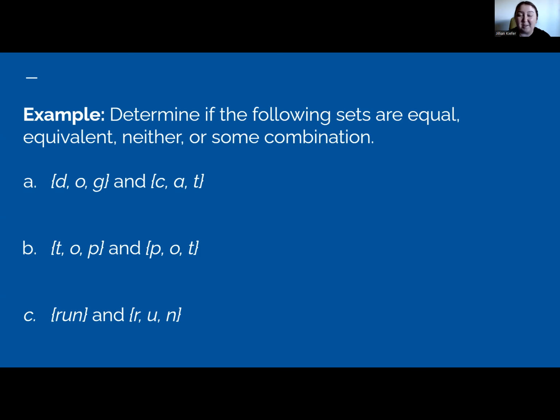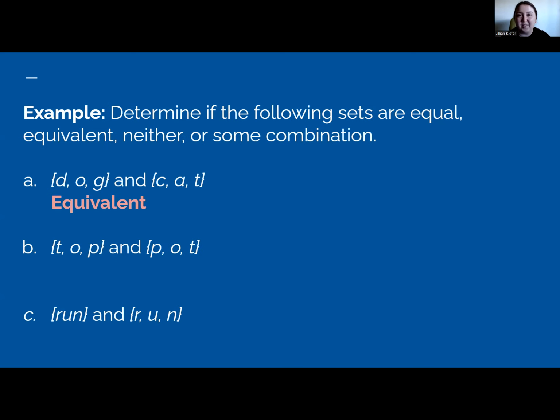They obviously don't have the same elements. DOG and CAT are not the same letters, but there are 3 in DOG and 3 in CAT. So they have the same cardinality, which means they are the same size, which means they are equivalent. They have the same number of members.